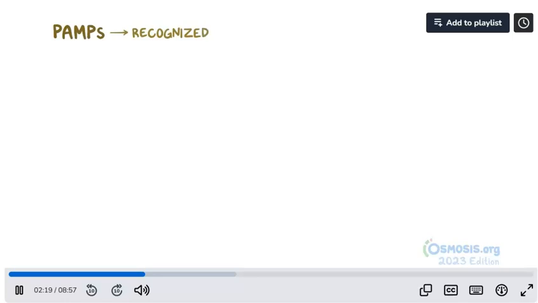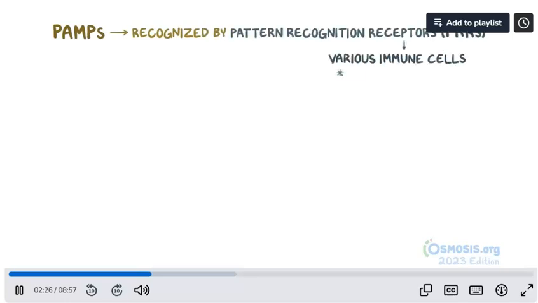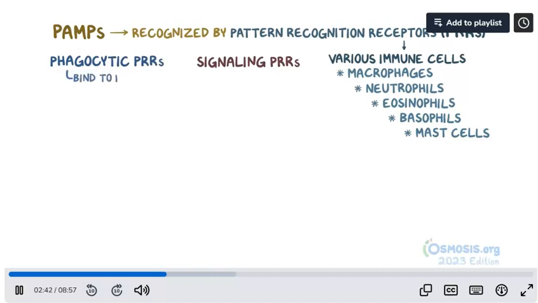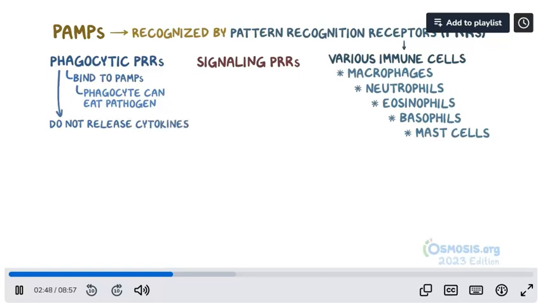Now, PAMPs are recognized by pattern recognition receptors, or PRRs, which are receptors on various immune cells including macrophages, neutrophils, eosinophils, basophils, and mast cells. There are two main groups of PRRs, phagocytic PRRs and signaling PRRs. Phagocytic PRRs bind to PAMPs so that a phagocyte can gobble it up, but they do not allow for cytokines to be released to other cells. And this is a super important point, because it allows the macrophage to investigate and eliminate the threat before signaling that there's an invader. This is kind of like investigating a noise before calling the cops. After all, it might just be a chicken wandering around on the roof.